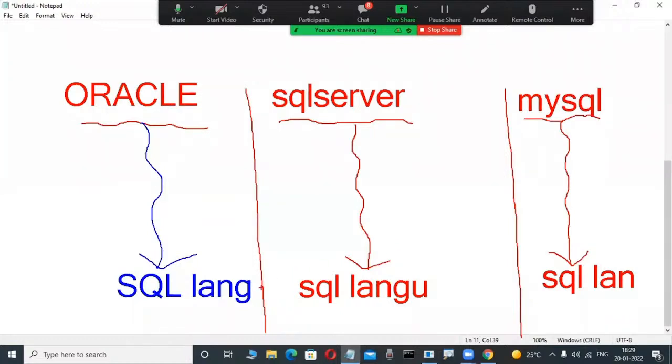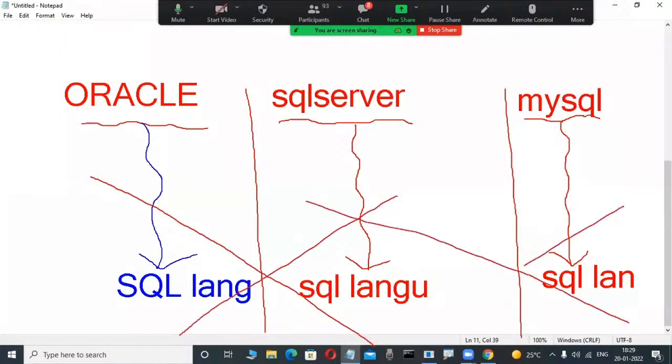Very good. In our class, so many fellows are telling the same only. That is 100% wrong. These all SQL languages are different, not the same. Why are so many students confused? Why are so many employees saying they are the same?